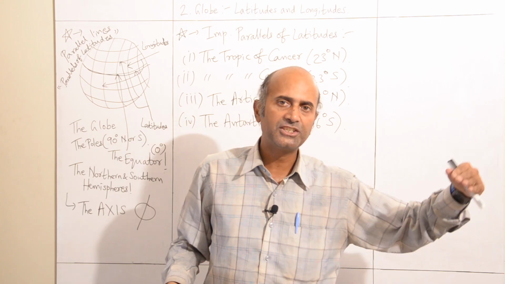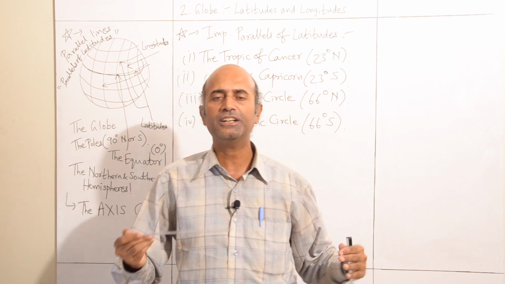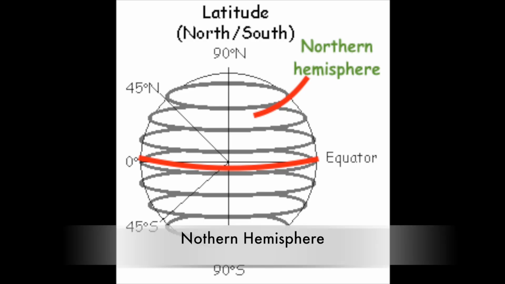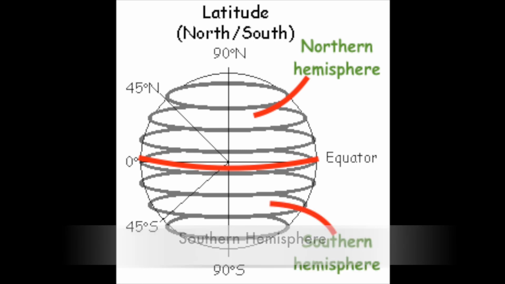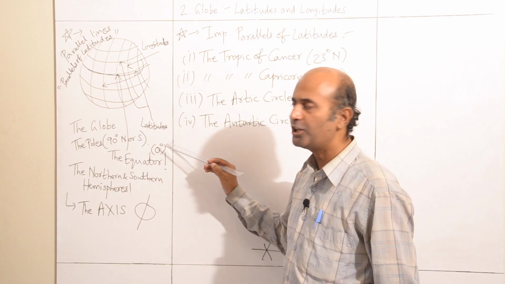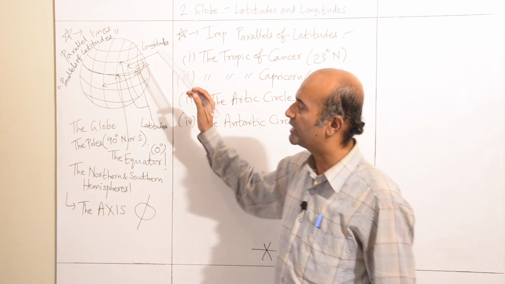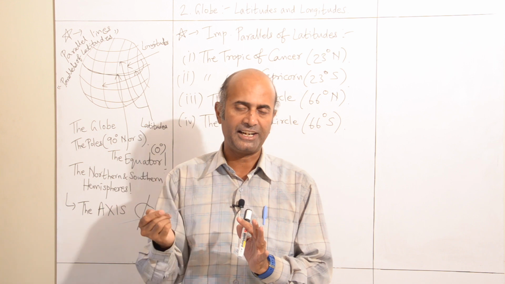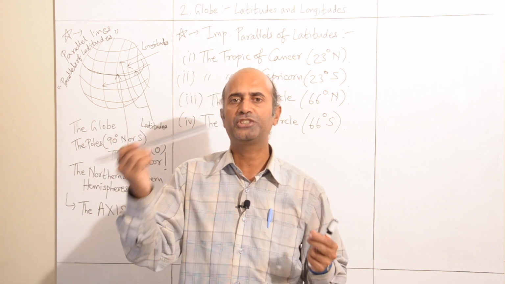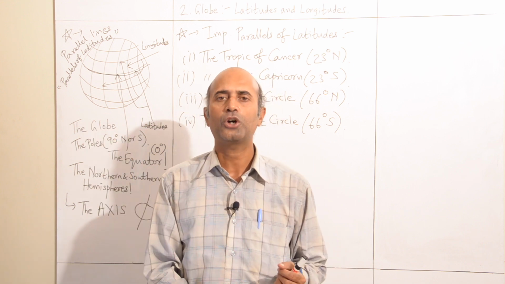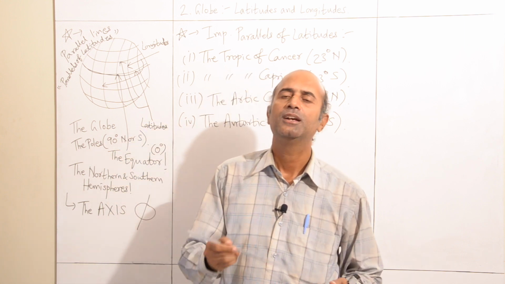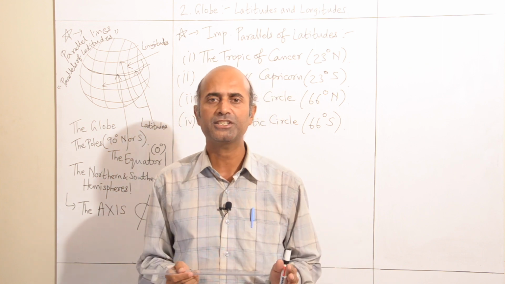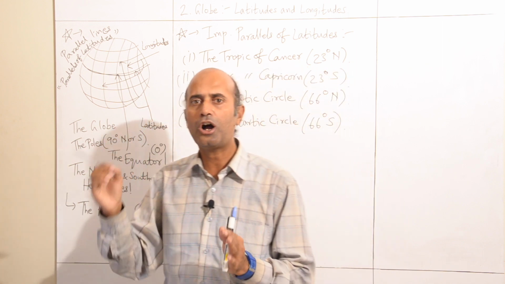The equator is the imaginary line which divides the earth into two exactly equal halves, one known as the northern hemisphere, the other known as the southern hemisphere. The equator is taken as 0 degrees latitude, and it goes on till the north pole, which is 90 degrees north latitude. Similarly, from the equator, if you go towards the south pole, it is taken as 90 degrees south, because it is near the south pole. So all the latitudes are in between them.